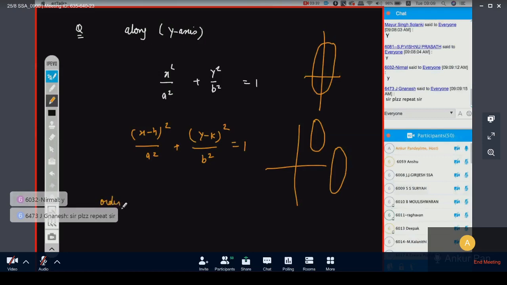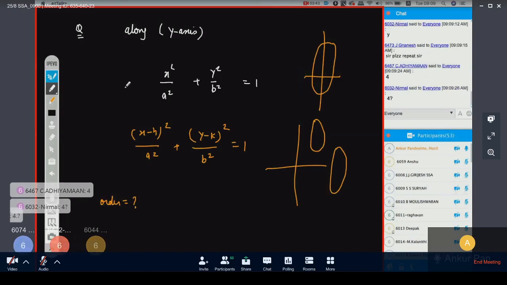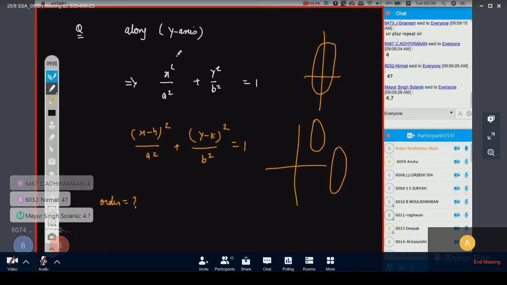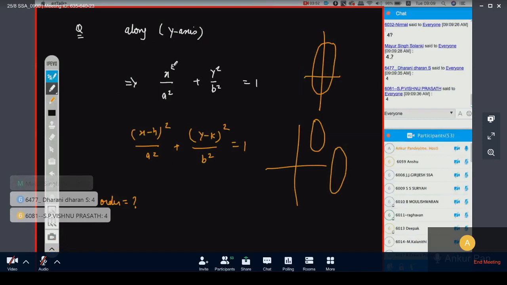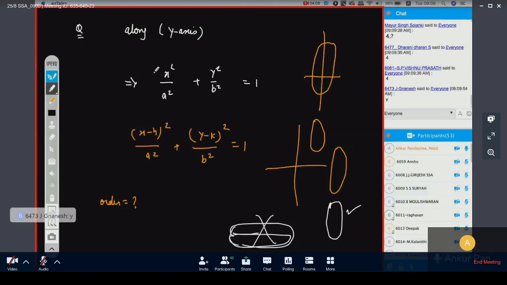So what will be the order? Yeah, Ganesh, see, the question was, what will be the order of the differential equation of all the ellipses along y-axis? What is the meaning of along y-axis? They should be longer along this, right or not? Not like this, clear? So standard wise, this should look like this, where b square is greater than a square. Yes or no?